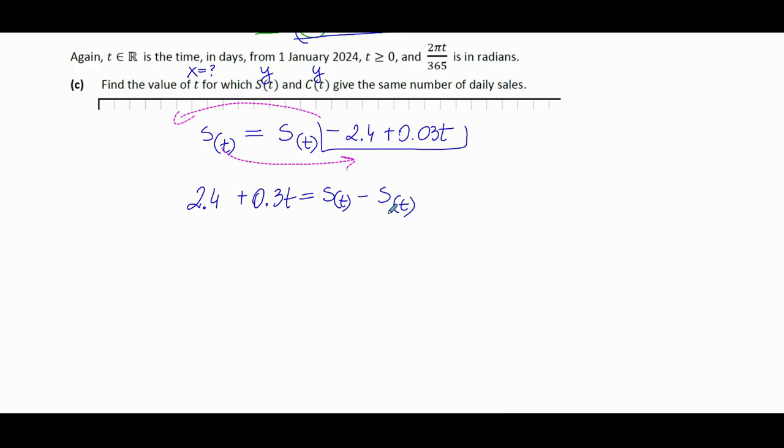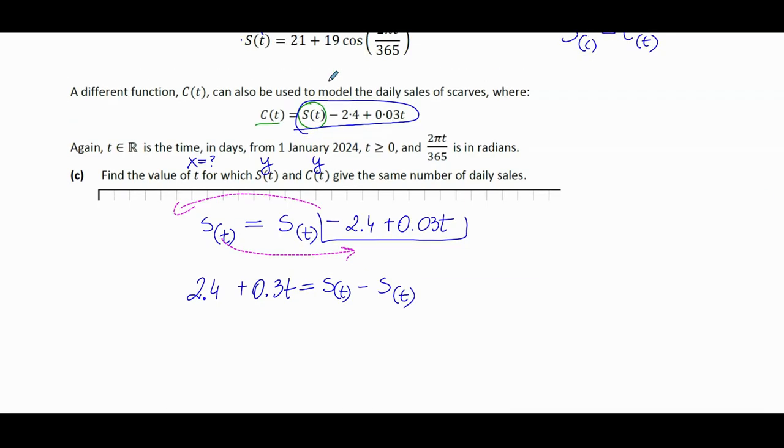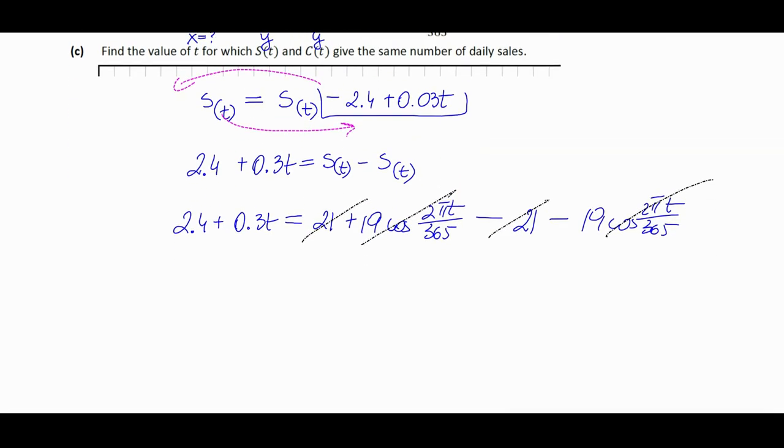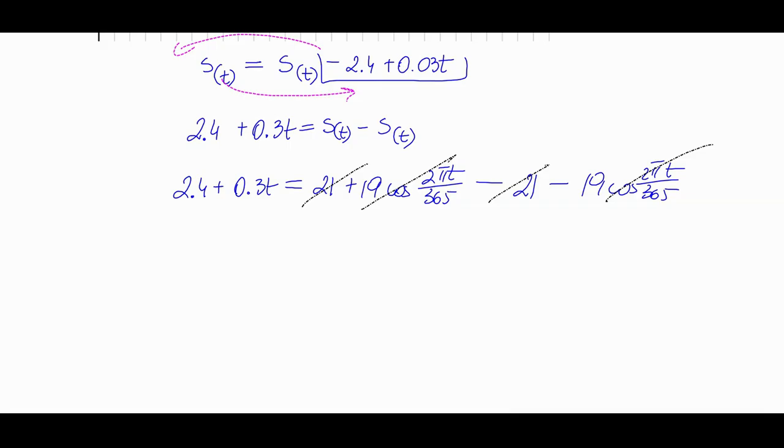Now, let's say you didn't see that in the exam and you replace the st with this function. You will arrive at the same exactly value. Let me just replace that for you. So st is 21 plus 19 cos 2 pi t over 365, and then minus, and again st function, minus 21 minus 19 cos 2 pi t over 365. So you can see it, those numbers will simplify out. Even if you didn't see it, you will arrive at the same answer. Okay, so now that is simple enough.